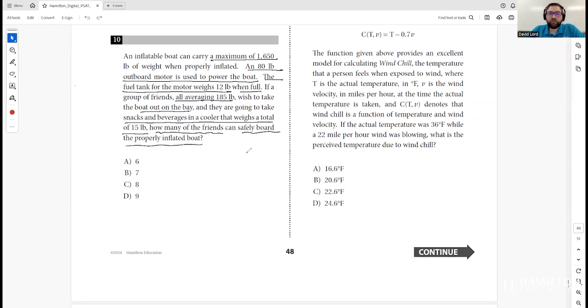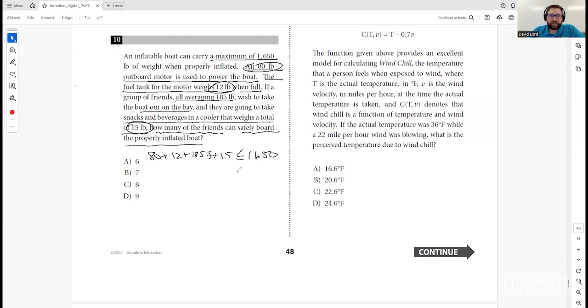Perfect. So we know it's going to be a maximum of 1650. So it had to be less than or equal to 1650. And we had an 80-pound motor, so we got to make sure to put that in there. We had a 12-pound fuel tank. Don't want to take a boat out without any fuel because you get stranded out there. We have each friend is 185 on average. And then last we got a cooler, which is 15 pounds. And yeah, you're going to eat some food and that's going to go down. But technically all that weight is going into your body, so it doesn't really go down.